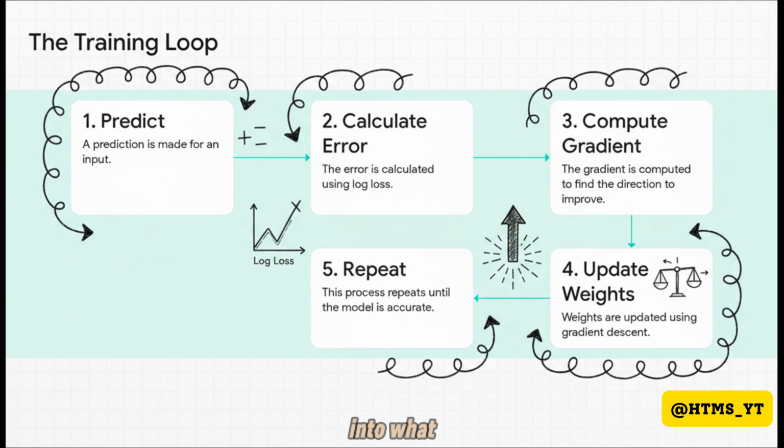And this all fits into what we call the training loop. It's pretty straightforward, really, just a cycle. First, you make a prediction. Then you check how wrong it was. Then you figure out how to do a little bit better next time. And finally, you nudge your decision boundary just a tiny bit in the right direction. And then you repeat over and over and over again, thousands of times, getting a little smarter with each loop.